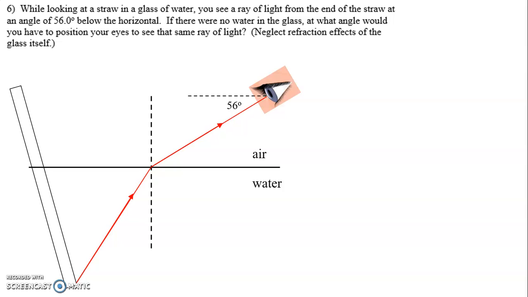All right, so the question is asking, where would your eye be if there were no water? If the light were just going to go in a straight line, which means your eye would be somewhere up here.